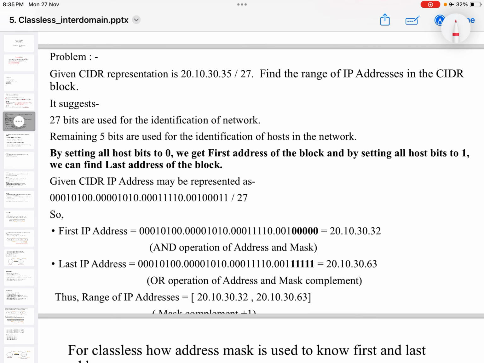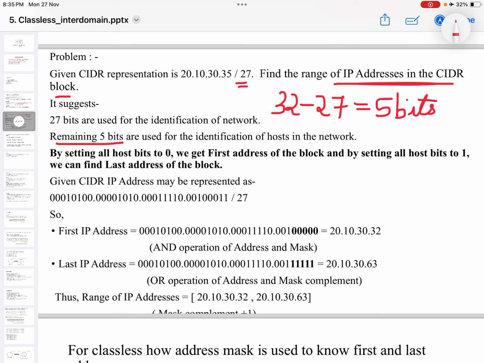So given a CIDR representation, find the range of the IP address. First, what we'll do is 32, that is the total number of bits, minus 27, which is given. So the answer is 5 bits. To find the first address and the last address, that is the range of addresses, the last 5 bits we will write as 00000 for the first IP address, and the last 5 bits will be represented as 11111 for the last IP address.